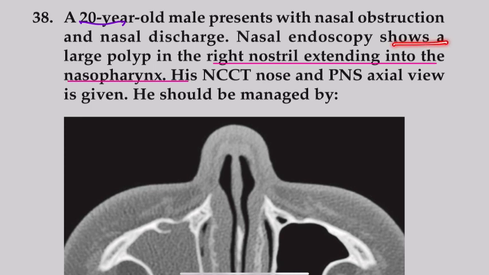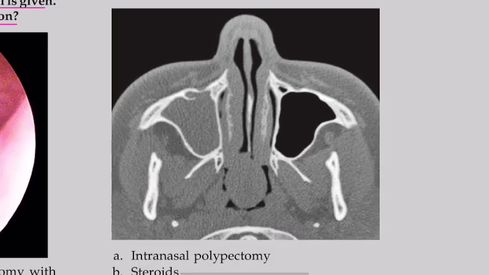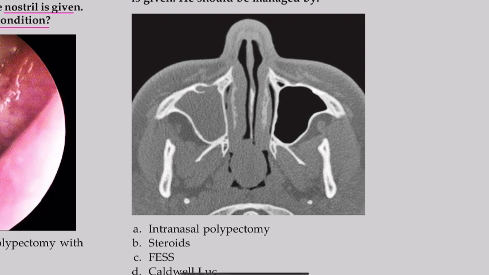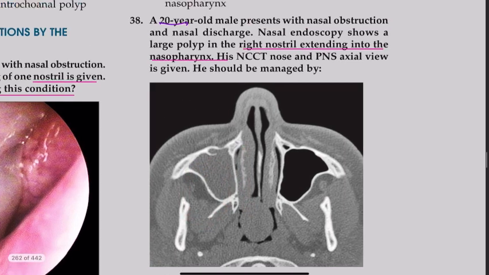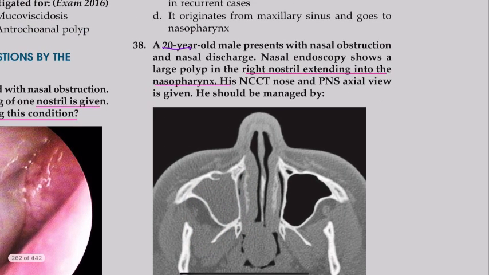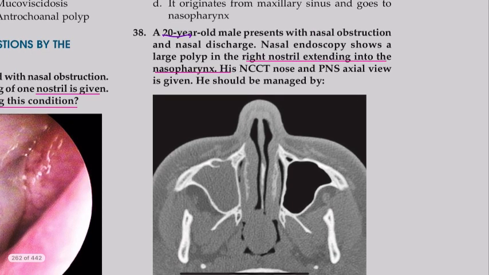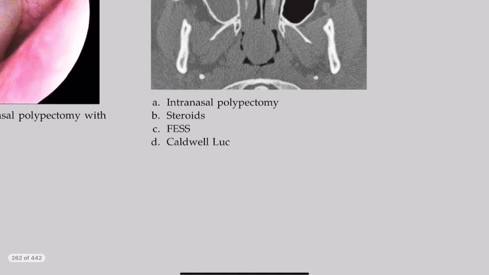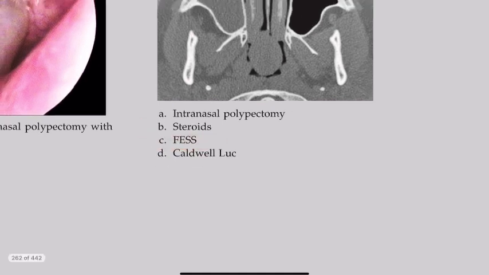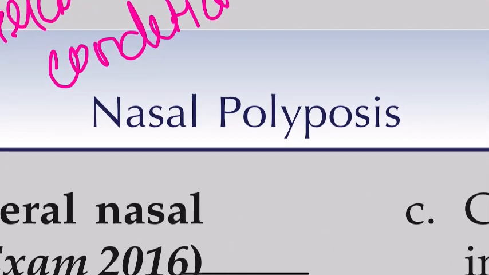Now here, a 20-year-old male presents with nasal obstruction and nasal discharge. Nasal endoscopy shows a large polyp in the right nostril extending into the nasopharynx. Here we can see that the maxillary sinus is all gone. His CT PNS axial view is given below. He should be managed by, we know, FESS. So these are all the MCQs from nasal polyposis.